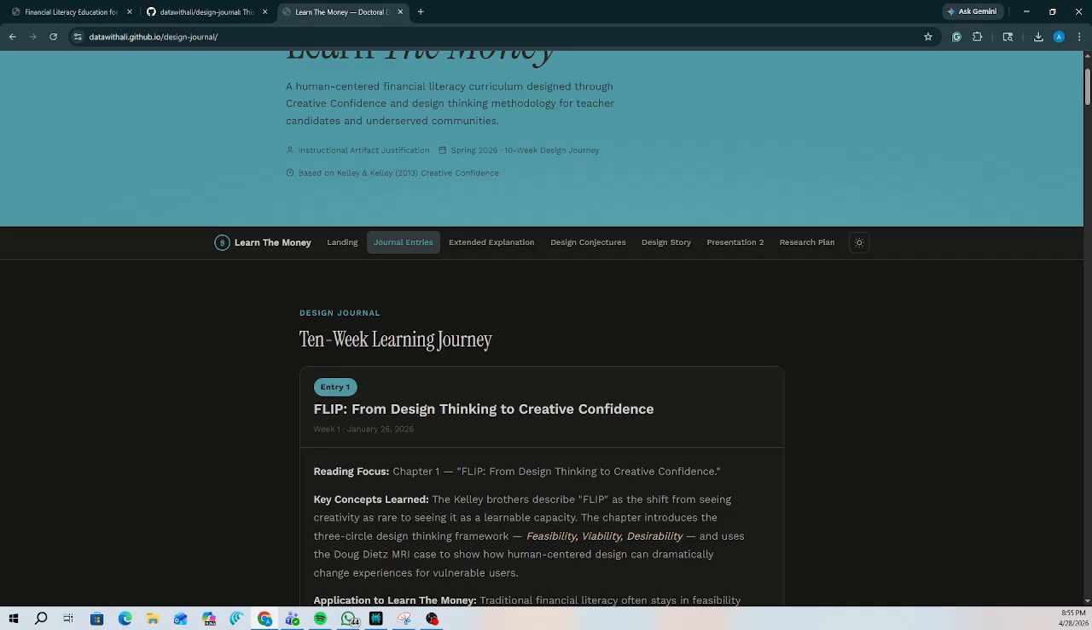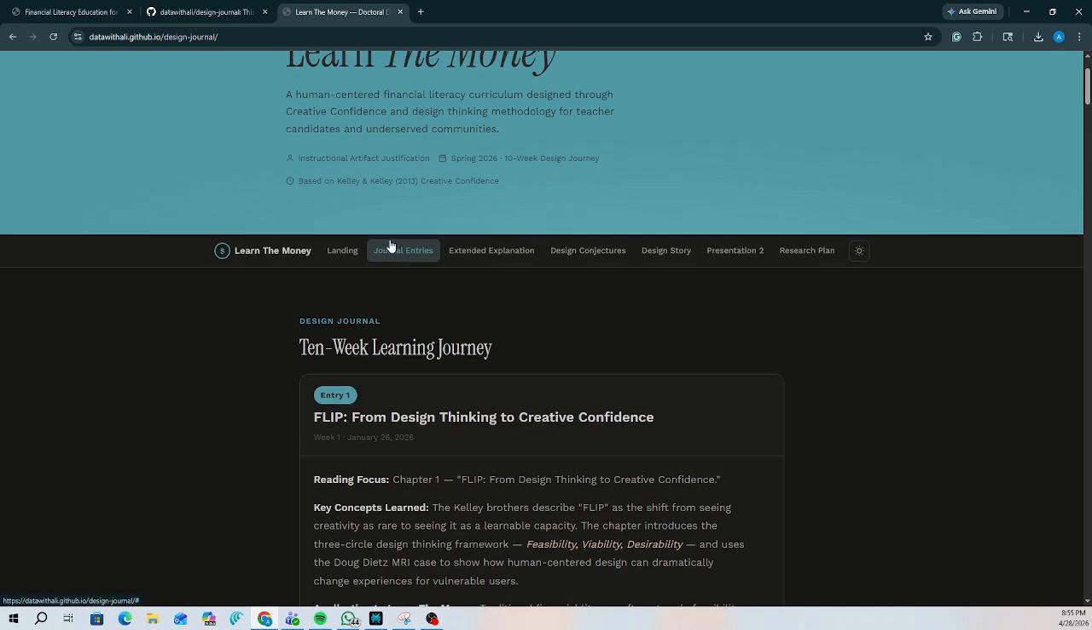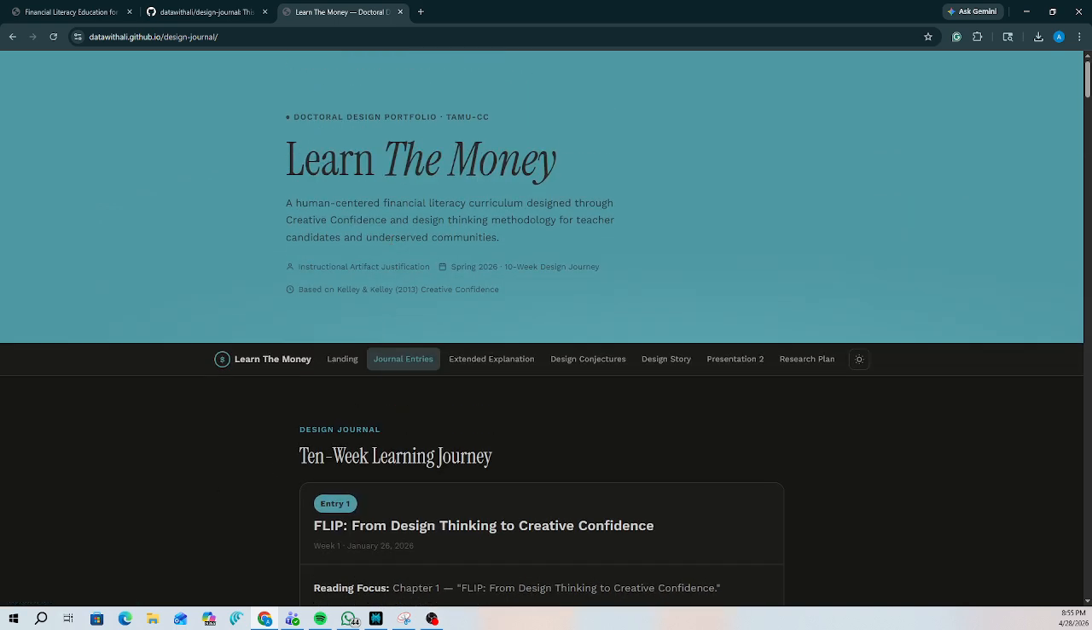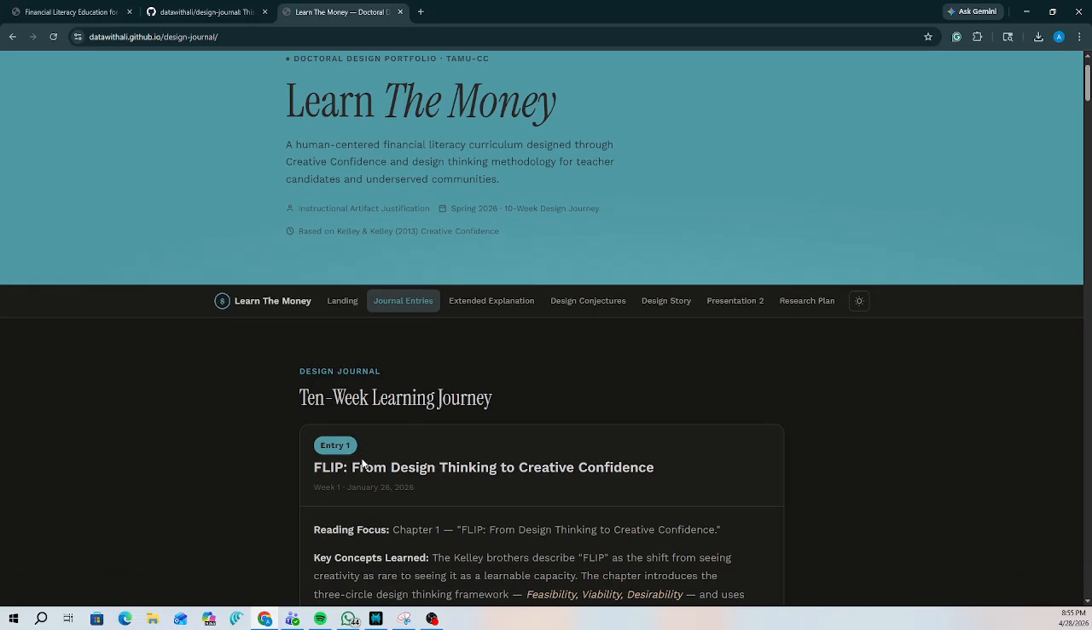Okay, let me start with journal entries, because this is where Learn the Money began and where most of the design work is documented. I'm already here. These are the resources that I also mentioned; it's pretty much the same book. Each entry in the journal uses a consistent structure, so that once a reader understands one entry, they can understand them all.